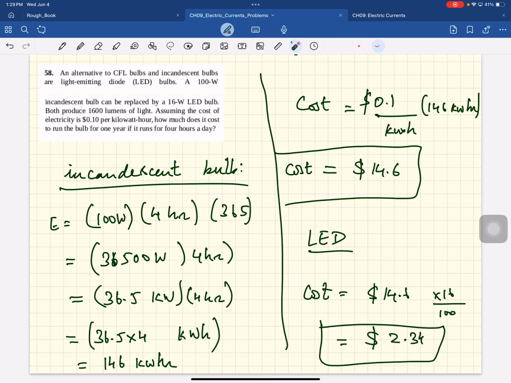It would be linear, so even if it was 24 hours, it'd be the same ratio. So if it was 8 hours a day, then you would save $24 a year.